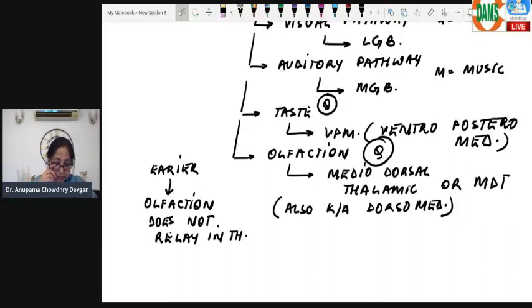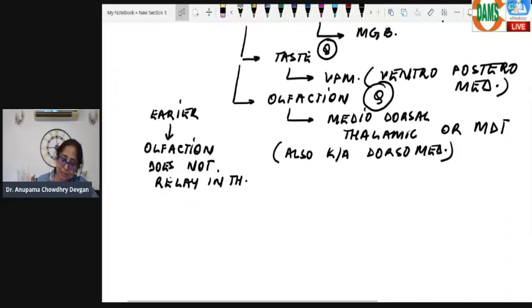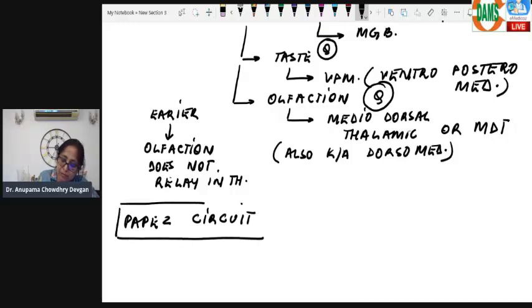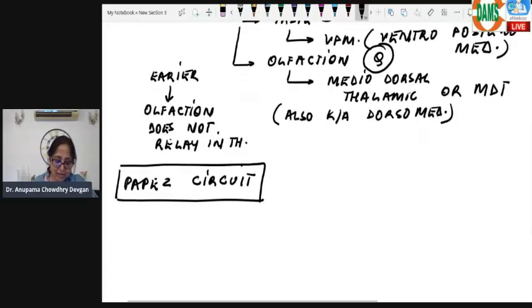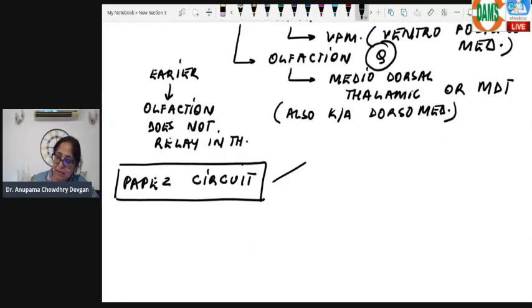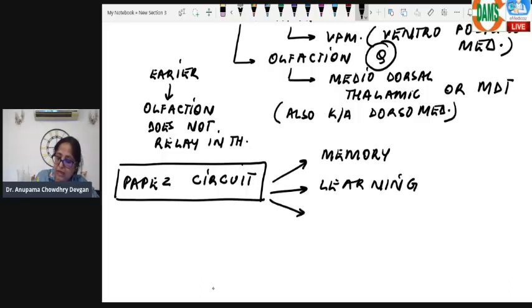Now, remember, thalamus is also a very important part of what is known as the Papez circuit. Now, what is this Papez circuit? Papez circuit is involved in conversion of short-term to long-term memory. This is involved in learning. This is also involved in emotions, right? Papez circuit is involved in memory, in learning, and emotions.